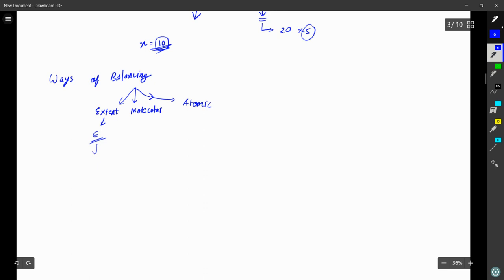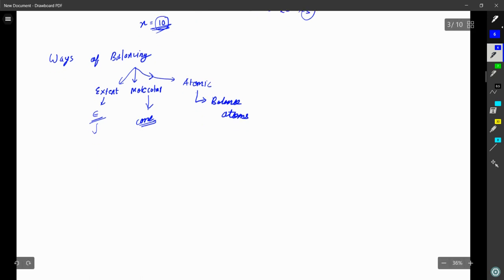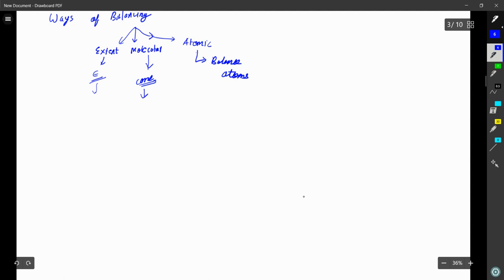Molecular balance is the general way which everybody uses. Molecular balance is where you take the concentrations of different species and then compute the balance. Atomic balance is basically where you balance across the atoms.